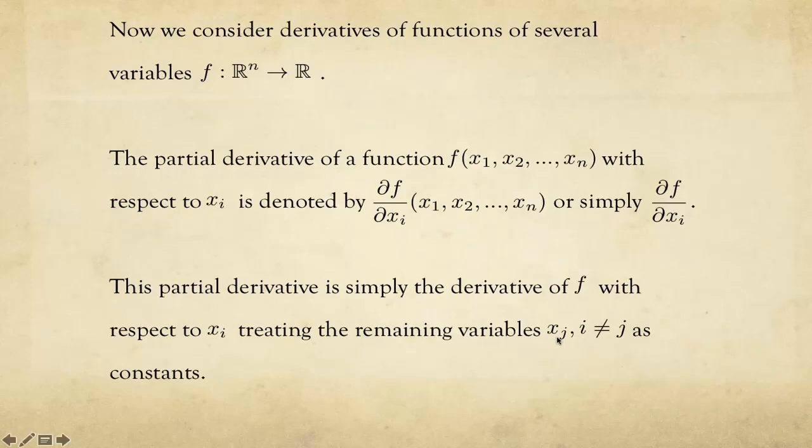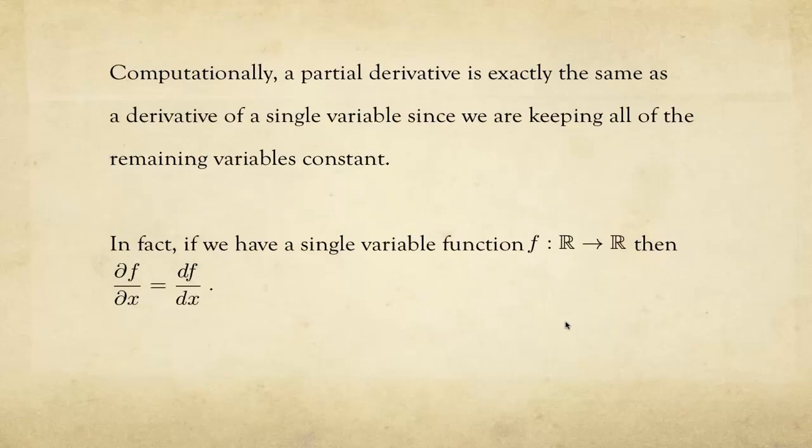That's the key to understanding this: when you differentiate partially, you're just treating every other variable as if it's a constant. So what that means is that this is essentially calculus 1 again. This is really the same derivative that we just learned. Computationally, the partial derivative is exactly the same as the derivative of a single variable from calculus 1, since we're keeping the other variables as if they were constants. If f has a single variable input, then the partial of f with respect to x is the same thing as df dx. So again, the partial is a way to generalize the derivative.